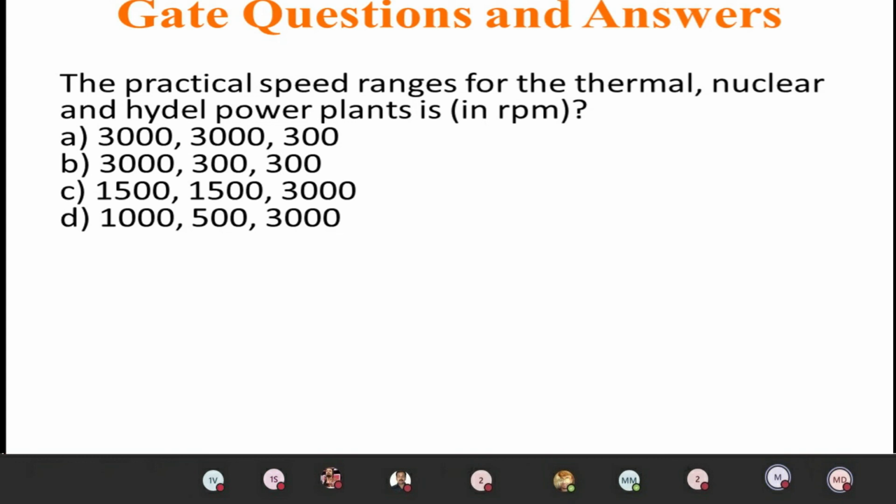Nuclear power plant and thermal power plant follow the same concept. In thermal power plant we are using coal. In nuclear power plant we are using a fission process. So 3000, 3000 and 300 is correct. The thermal and nuclear power plants have high speed requirements, and the hydel power plant has a salient pole generator, so the speed is also less.